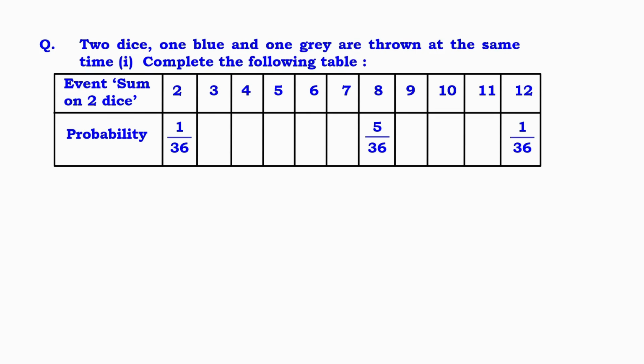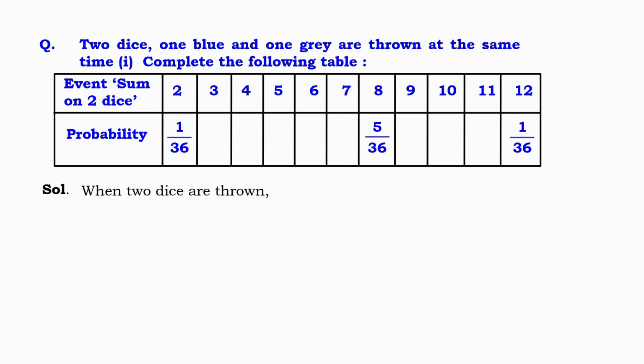So what are the numbers that could occur? 2, 3, 4, 5, 6, 7, 8, 9, 10, 11, 12, and we need to find the probability of getting these numbers. Some numbers they have already filled in, and we need to fill in the rest. So let us take a look at the problem. Now how are we going to solve this problem?